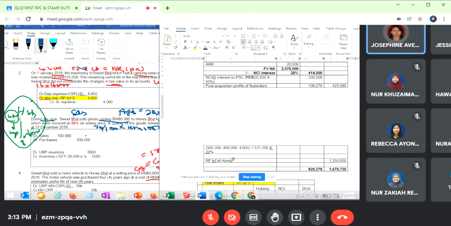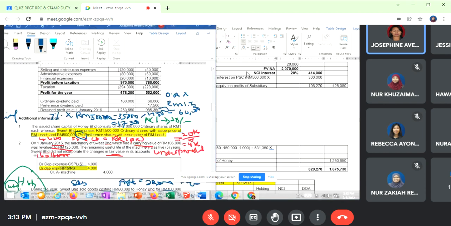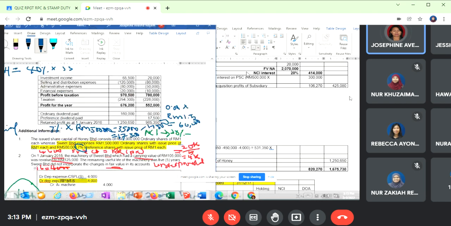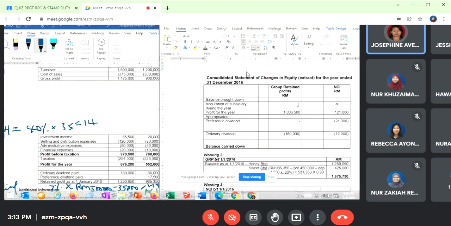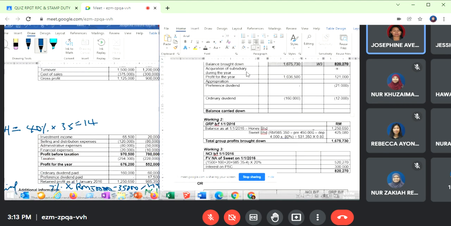And for the parent company, their retained profit brought forward, we plus with their share of the post profit from the subsidiary company. So you get those figures and you just transfer them to your template. So you complete your template. And you can now get the balance at the end of the year.